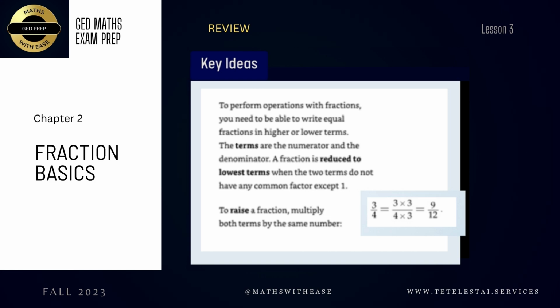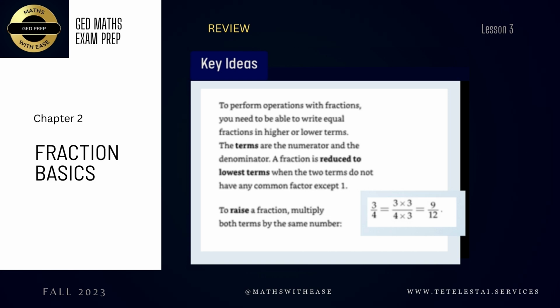Okay, so to perform operations with fractions, you need to be able to write equal fractions in higher or lower terms. So the terms are the numerator and the denominator. Top of your fraction, bottom of your fraction, numerator, denominator. And then a fraction is reduced to its lowest terms when its two terms, the numerator and the denominator, do not have any common factor except 1.